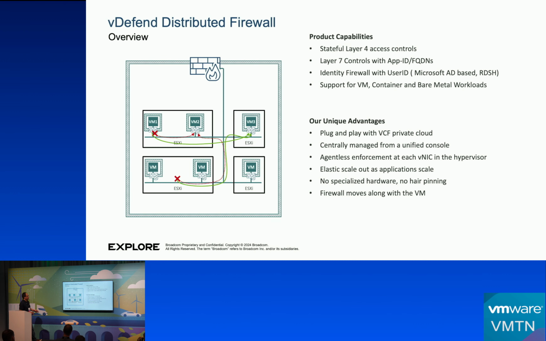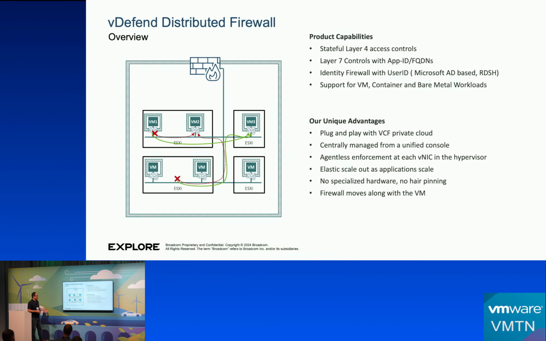So, a very high-level overview: what is DFW? DFW is a layer 4 to layer 7 stateful firewall with the capability to perform FQDN or URL filtering. It has a built-in IDFW, identity firewall. So if you say, I want to have AD user groups built into the firewall, you can do that to provide a certain level of access control through the built-in IDFW functions. It supports virtual machines, containers, or even bare metal.